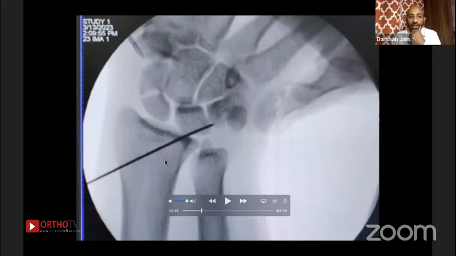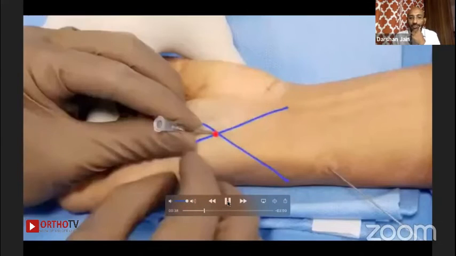So I pass a K wire across the radius to the lunate and stabilize it, checking in the lateral view as well. And this is how I mark the entry points. That is two views, PA and lateral. In the AP view this will be the axis of the scaphoid, and in the lateral view this will be the axis. So that gives me the direction and orientation.